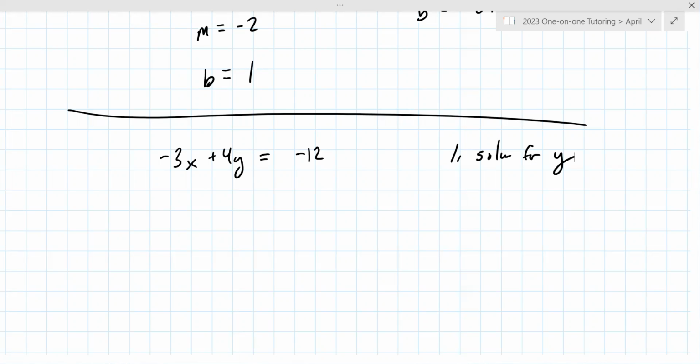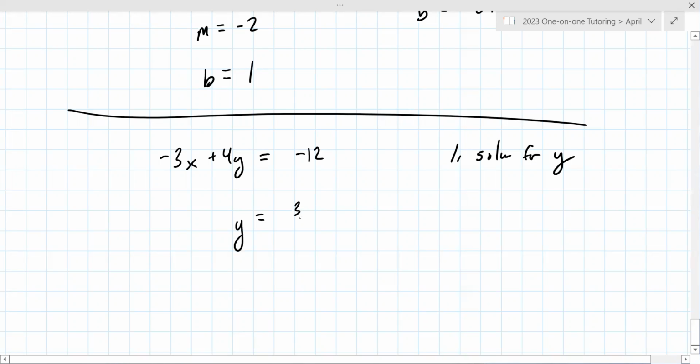So y is equal to 3 plus 3x divided by 4. Okay, so just be careful here. Let me show some steps here. So it's 3x minus 12.